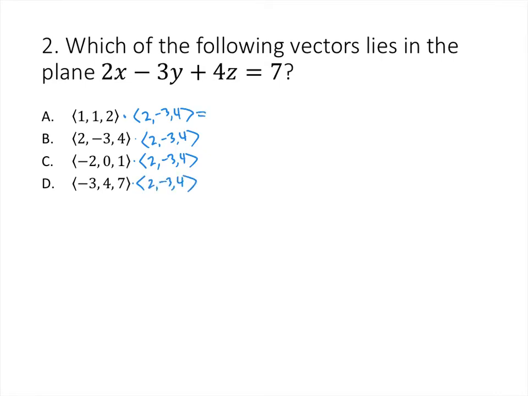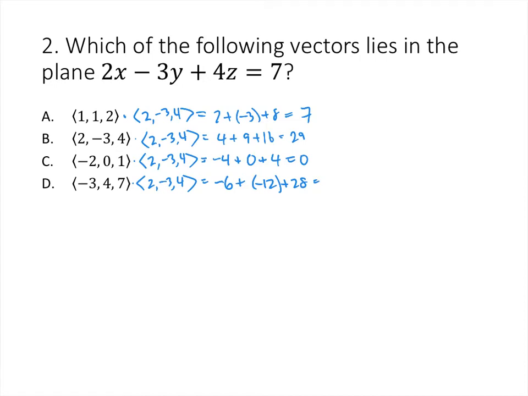So our first dot product works out to be 1 times 2 plus 1 times negative 3 plus 2 times 4, and that's not 0, that's 7. So it's not A. When we dot this vector with itself, we get 4 plus 9 plus 16. That's 29. That doesn't work. For this third vector, we get 2 times negative 2, 0 times 3, 1 times 4. That works out to be 0, so that's the one we're looking for. But just to be thorough, 2 times negative 3 is negative 6, 4 times negative 3 is negative 12, and then 7 times 4 is 28, and that works out to be 10, which is not 0. So the answer is C.